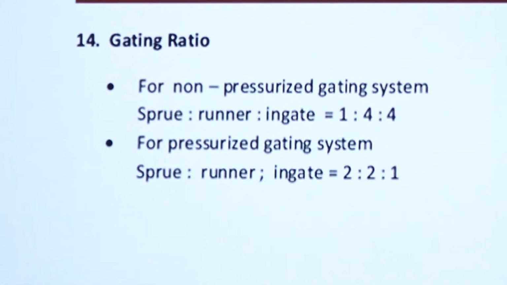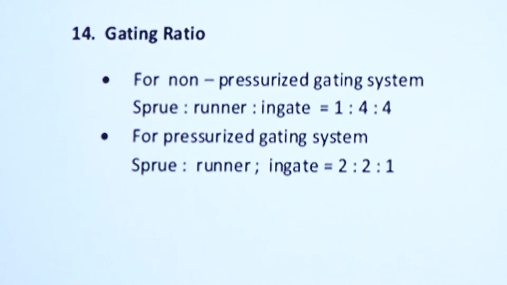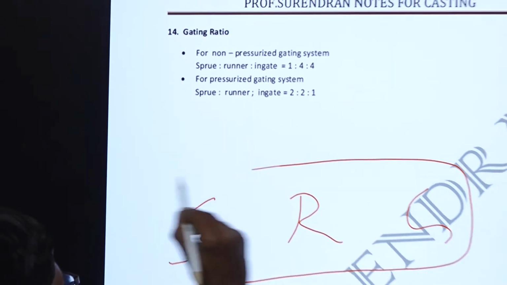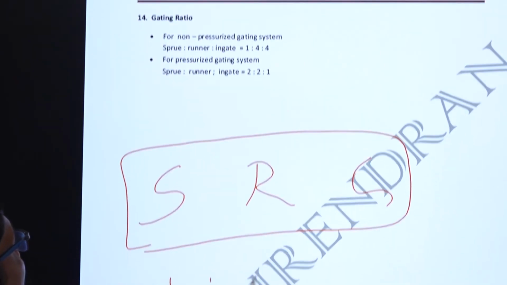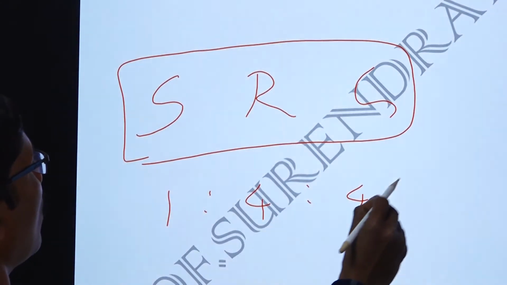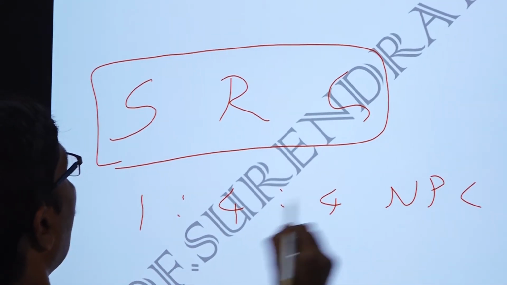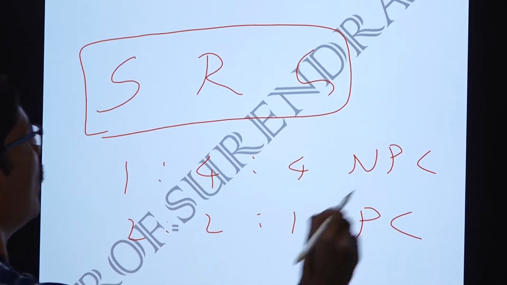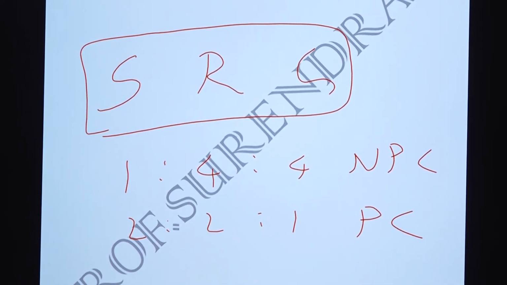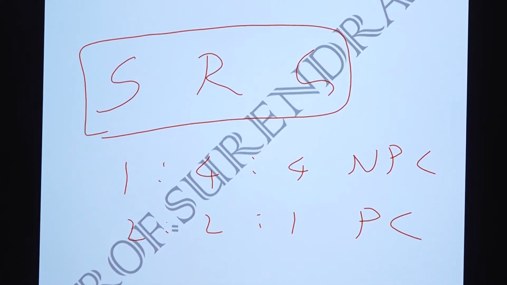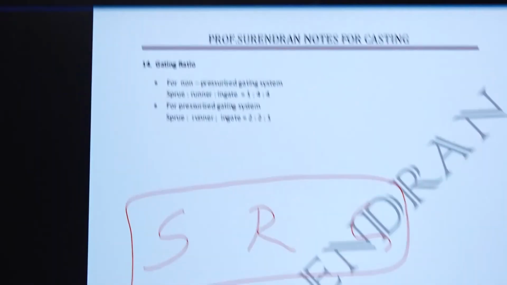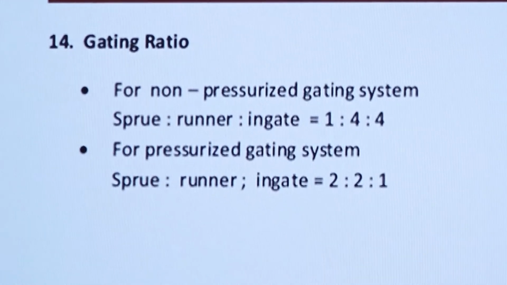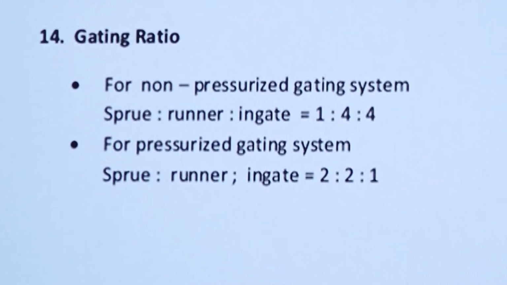Next we are having gating ratio. Gating ratio is the ratio of sprue, runner, gate. So S, R, G you can easily remember. 1:4:4 for non-pressurized casting, and for pressurized casting 2:2:1. So different types of casting may be classified into pressurized casting and non-pressurized casting. For both, we have different gating ratios.